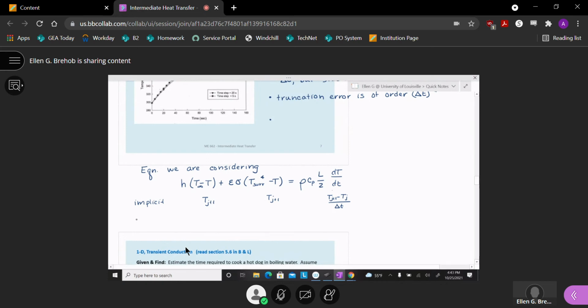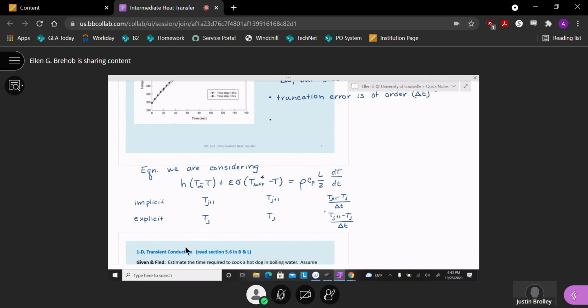And then if I do the explicit, now I've written the temperature in terms of the current step I'm at, the Tj, where I know it, and I just have my single unknown. So again, it's not always stable, but it's an easier solution to work through.